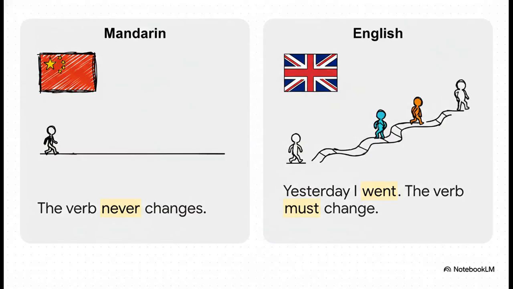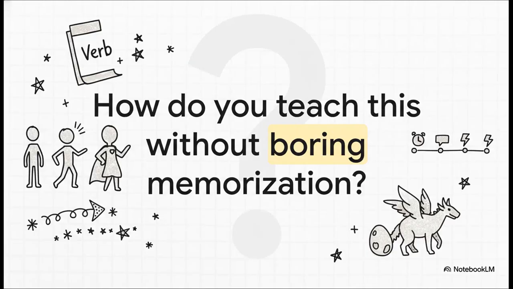So in Mandarin, the verb go just stays the same. But in English, it has to transform. That's the tricky part. So, how can you possibly teach this without endless, boring memorization? Well, you turn the verbs into characters.